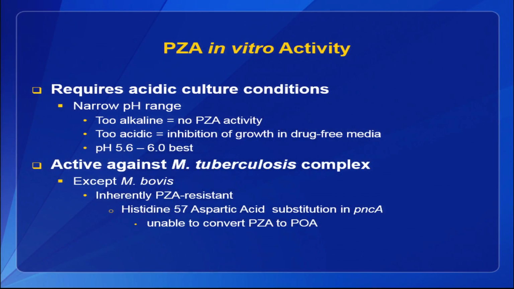Well, we were wrong. Many of you know the problems with PZA testing. It requires an acidic culture. The problem is, if it's too alkaline, then the pyrazinamide is not going to convert. If it's too acidic, then some of the bugs aren't going to grow. So you have to find a fine balance with the pH of the media. PZA is active against all M. tuberculosis complex except for bovis, which has a naturally occurring polymorphism inside PNCA, which disrupts one of the key residues involved in the metal binding site.